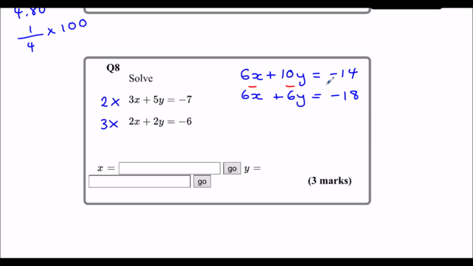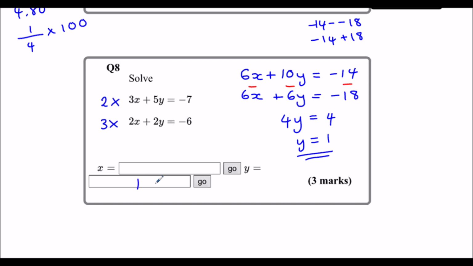If I take away my two equations, I'm going to get rid of my x's. 6x take away 6x is nothing. 10y take away 6y. 10 take away 6 is 4, so that's 4y. And -14 take away -18. So it's -14 minus -18, which is the same as -14 plus 18. And that is 4. So 4y = 4. Divide both sides by 4. y is 1.